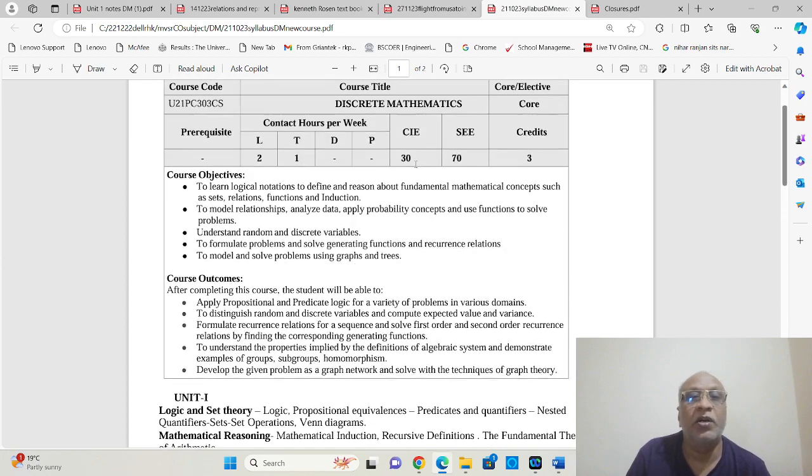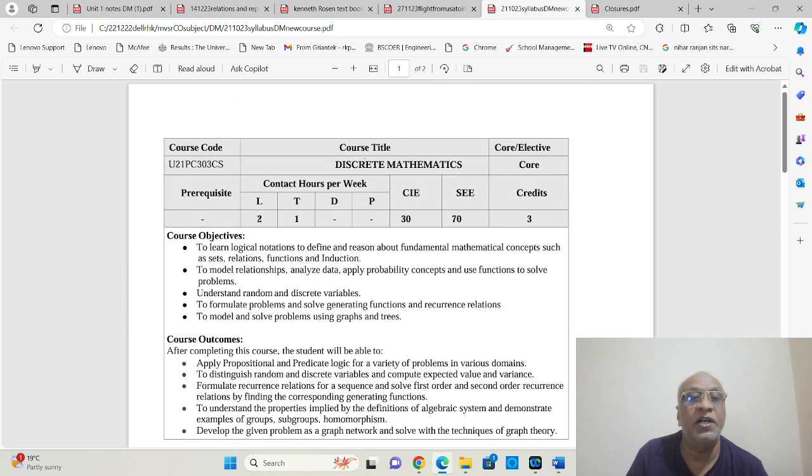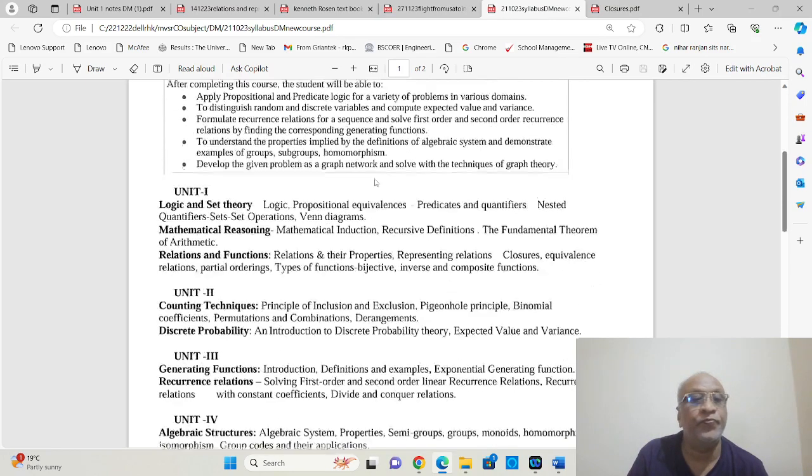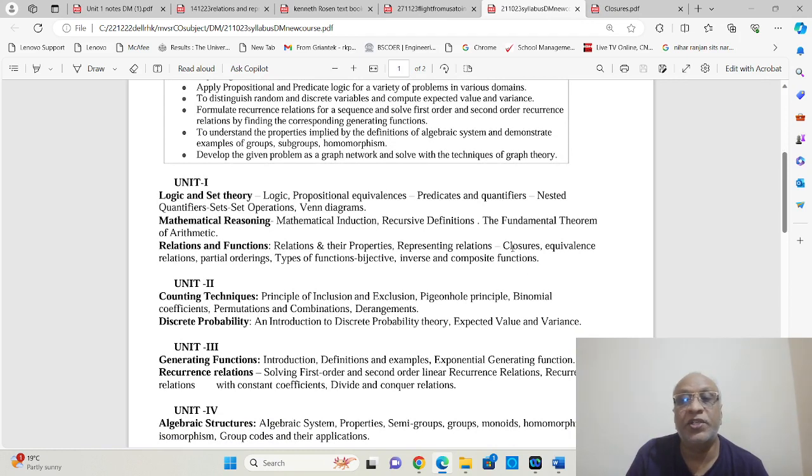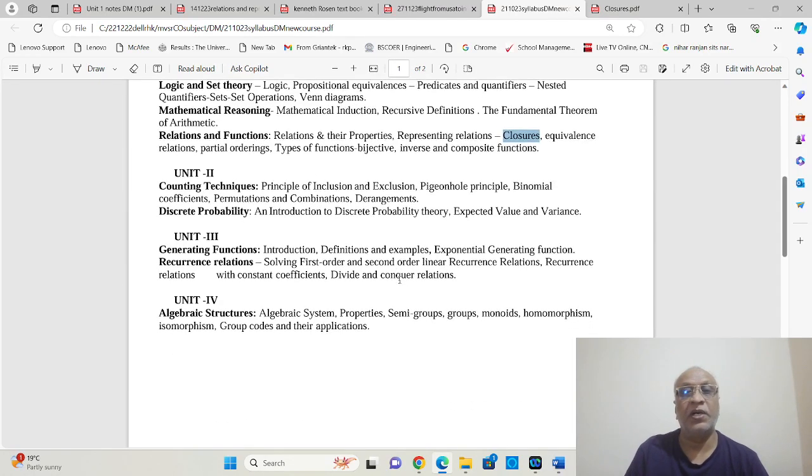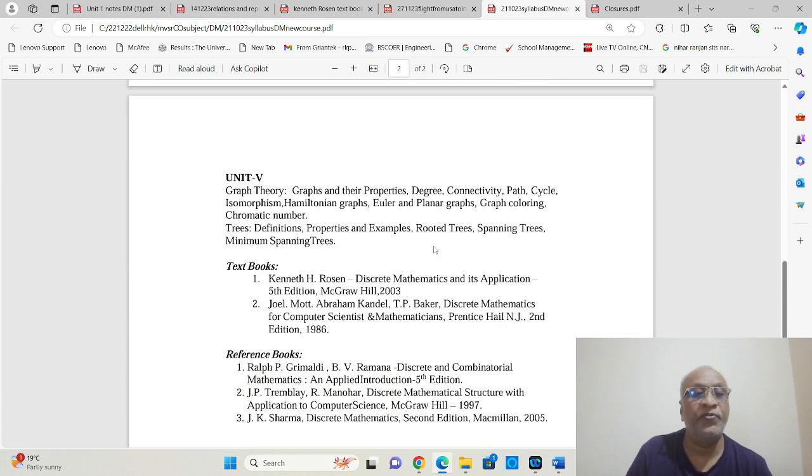Let us continue our discussion of the subject discrete mathematics. Today's topic being discussed is closures of relations. Under relations, this topic we are discussing. As usual, the material we are using, we are citing them.